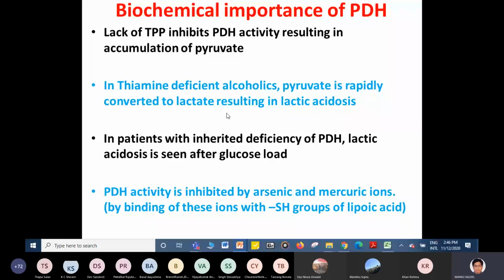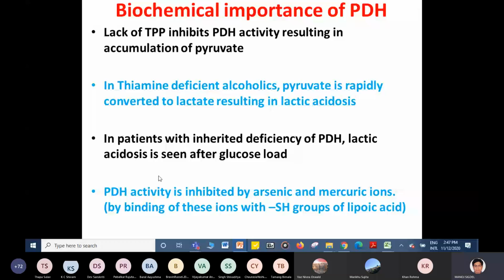Why we have said about the alcoholics is, in the case of alcoholics, they do not give importance to cereals like rice after coating of rice, but they give importance to the other foods. That's why they become deficient in thiamine. And in such people, in thiamine deficient alcoholics, pyruvate is rapidly converted to lactate, resulting in lactic acidosis. That means if they are deficient in vitamin B1, in such condition, pyruvate dehydrogenase complex cannot function properly because thiamine pyrophosphate is derived from vitamin B1.